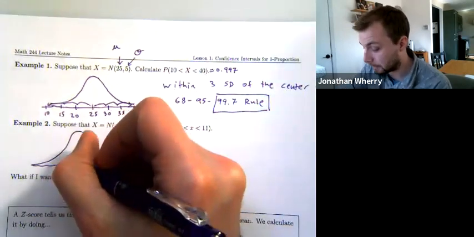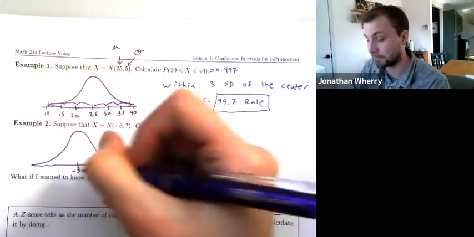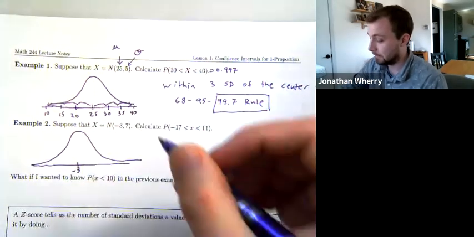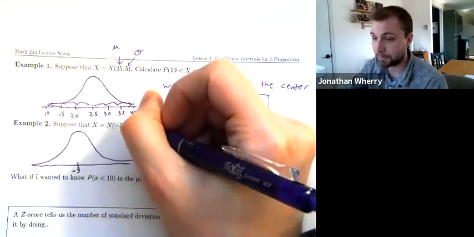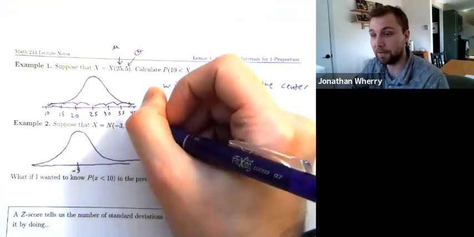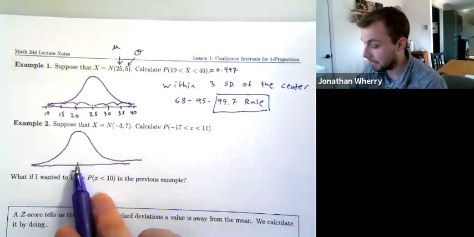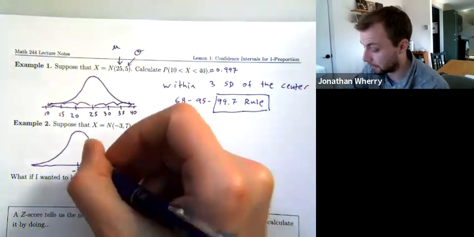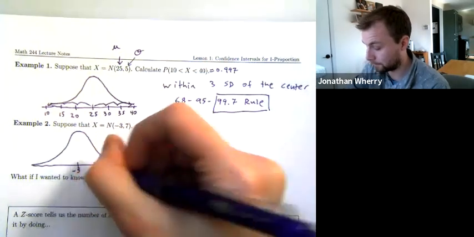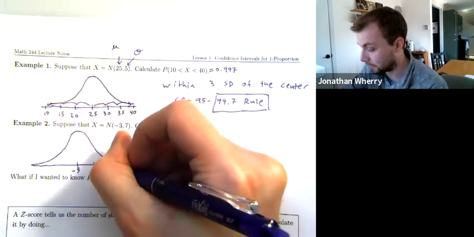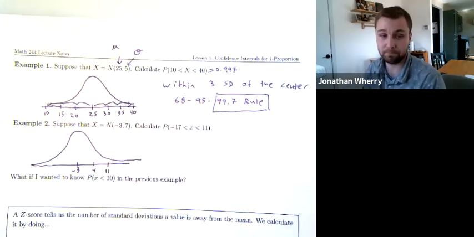Negative 3 is the center. I'm putting that in the center just right there. This is my standard deviation. I'm going to add and subtract 7. I'm careful with my numbers. I'm starting with a negative here. Negative 3 plus 7 yields 4. 4 plus 7 yields 11.